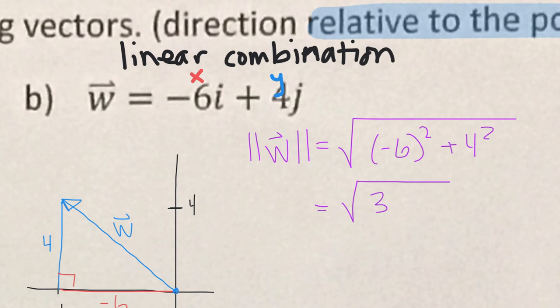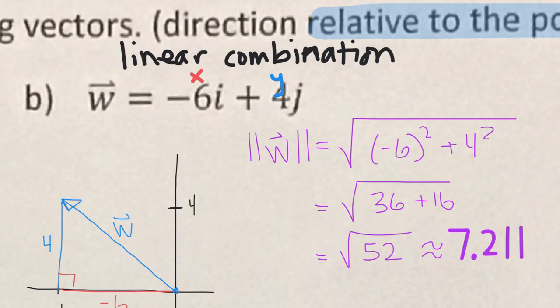So this becomes positive 36 plus 16, which is the square root of 52. So let's plug this into our calculator and then we'll round to 3 decimal places. And there is our answer. So now let's find out what the direction is, or our angle.